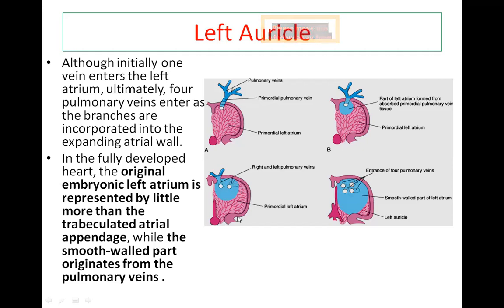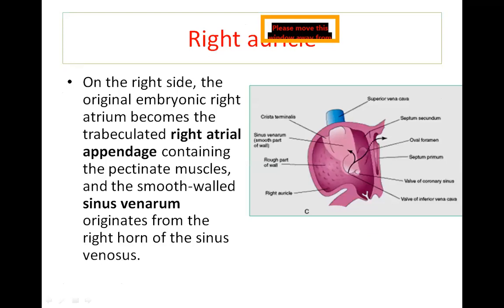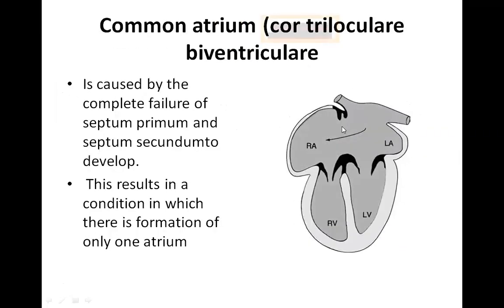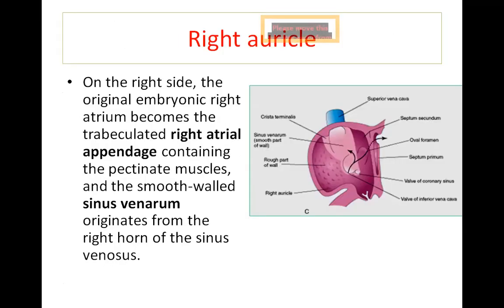So the left atrium has got a smooth part and a trabeculated part. The trabeculated part will give rise to the left auricle, whereas the smooth part of the left atrium is formed by the absorption of the right and the left pulmonary veins. Similarly, on the right side, the original embryonic right atrium becomes the trabeculated part of the right atrial appendage, which contains the pectinate muscles, and the smooth part of the right atrium is formed by the right horn of the sinus venosus.